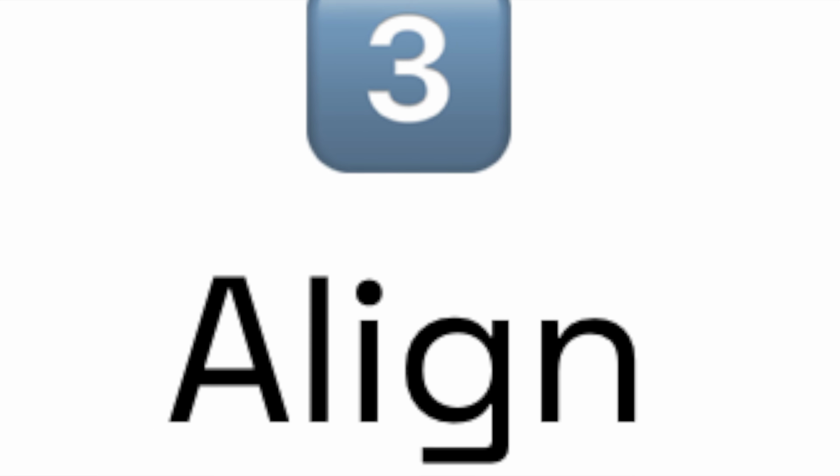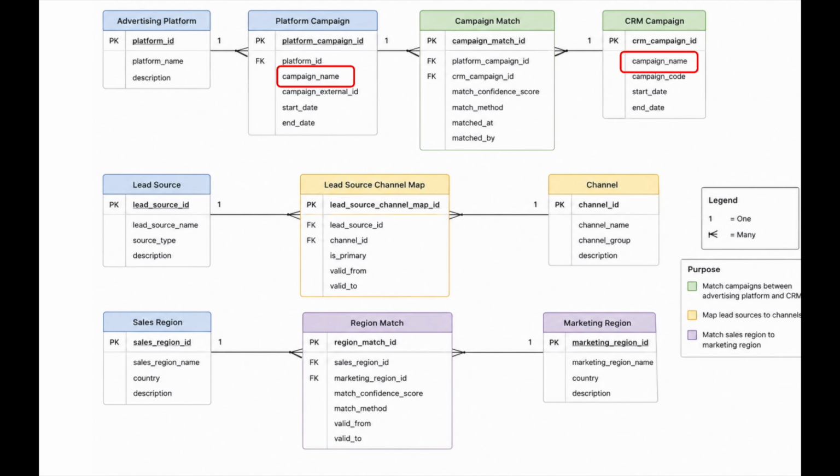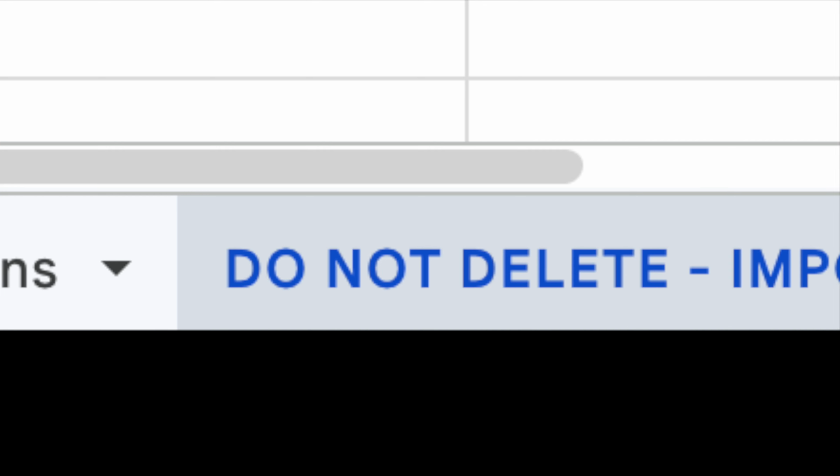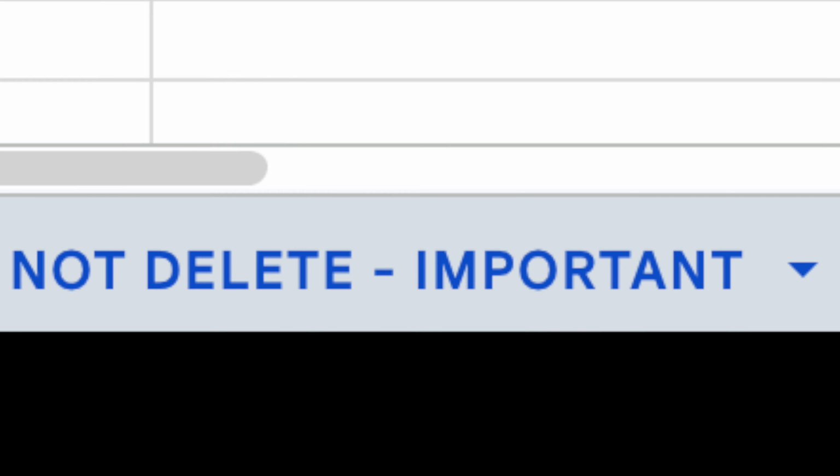Then you align it. A campaign in an advertising platform needs to match a campaign in the CRM. A lead source needs to map to a channel. A sales region needs to match a marketing region. This is often handled by lookup tables with names such as do not delete.